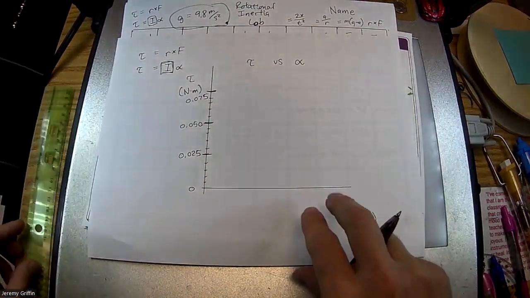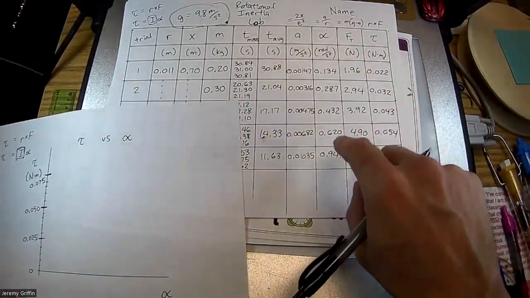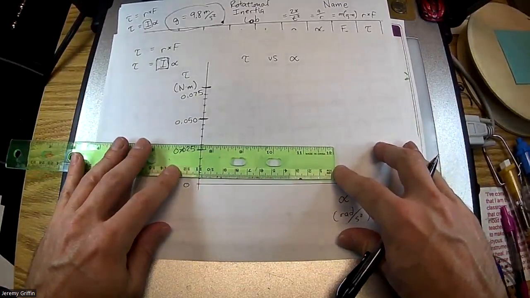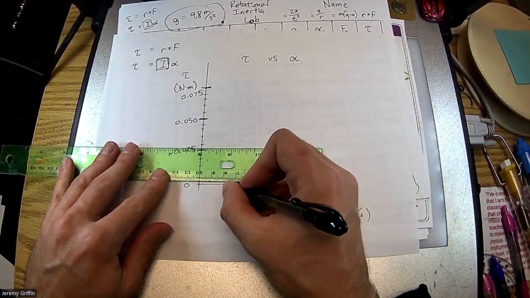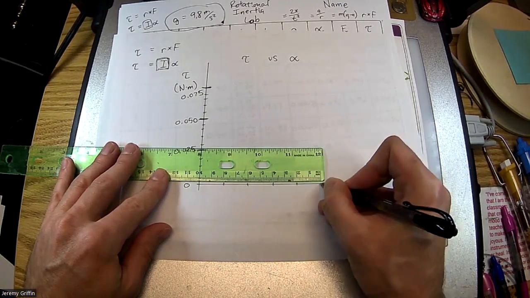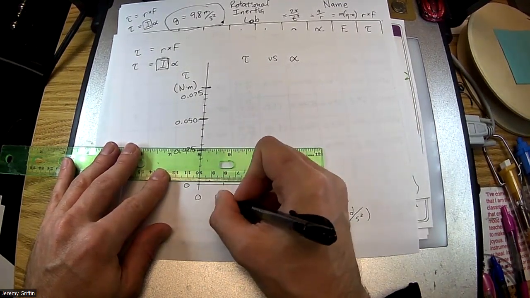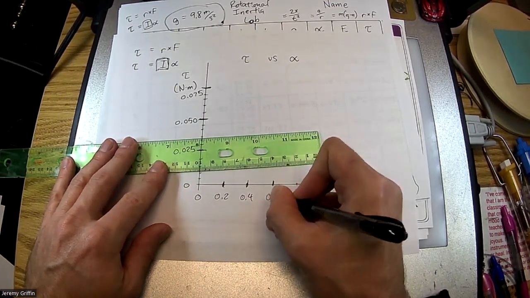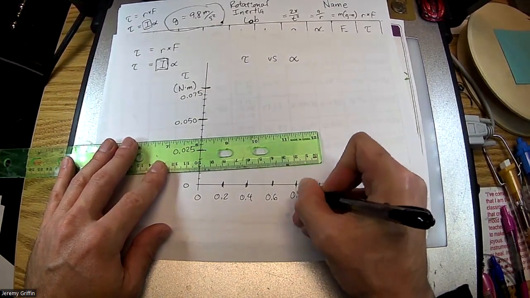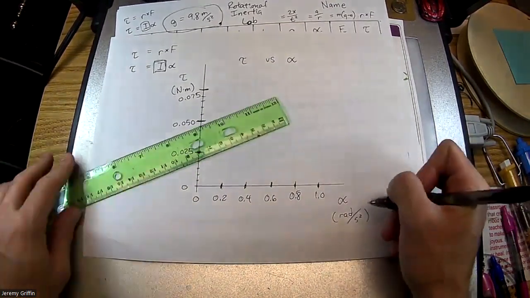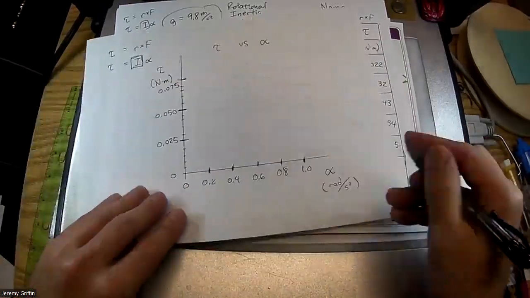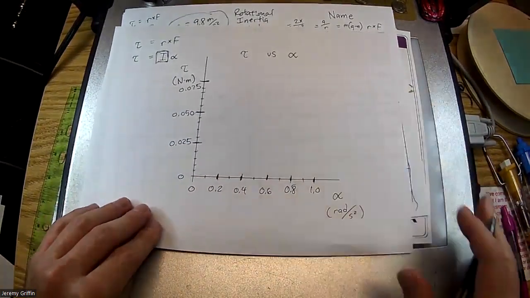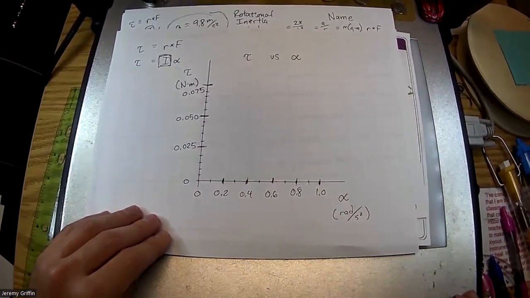And then angular acceleration, the largest value was just a little bit less than 1 radian per second squared. So should we scale it like that? How about 2, 4, 6, 8, 10? Let's go 0, 0.2, 0.4, 0.6, 0.8, and 1.0 radian per second squared. Yeah, that's right. So we'll be able to put all our data on that space right there, right?